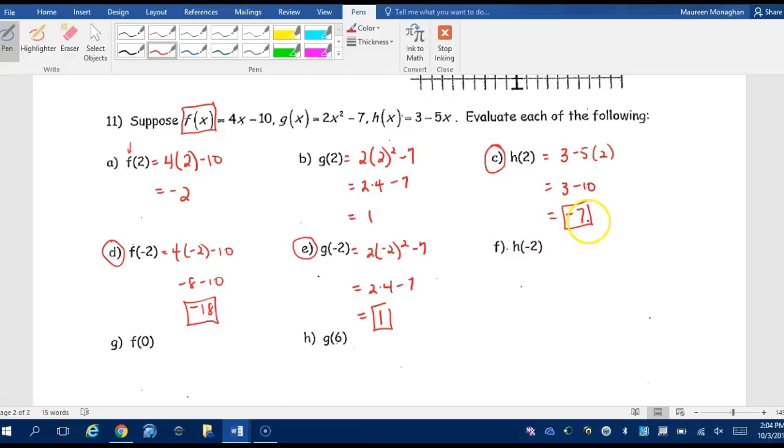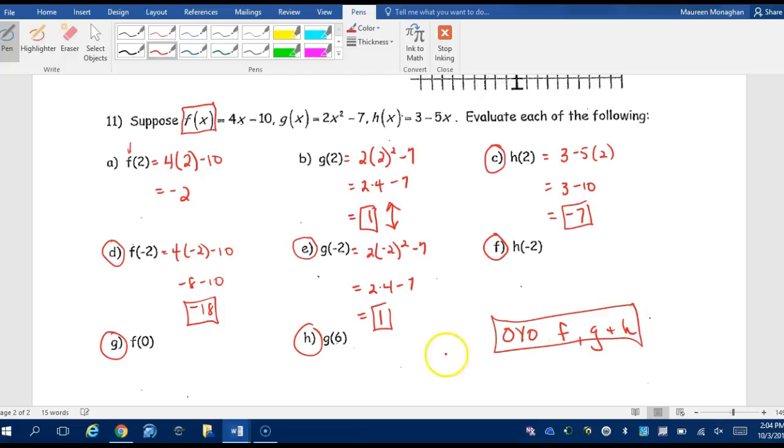Okay, did you get -7, -18, and 1? Notice these two are the same, because when you square a negative, you get the same as when you square a positive. I want you to try these three and bring these into class tomorrow with these completed. So I call that on your own. We have F, G, and H. This concludes our lesson on domain and range.